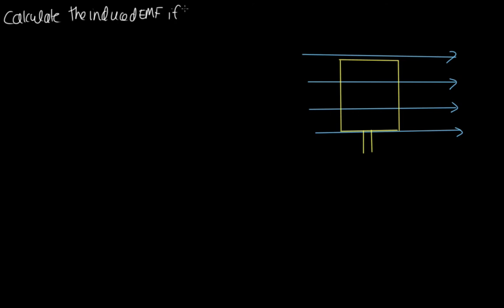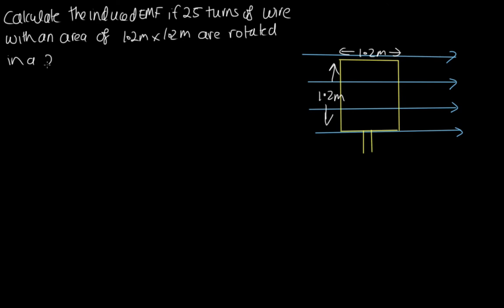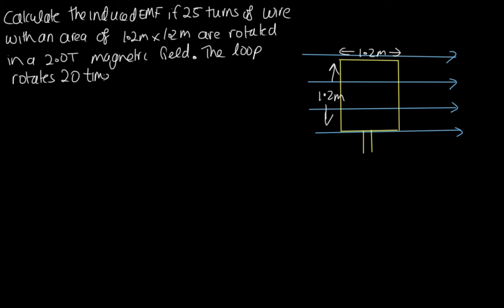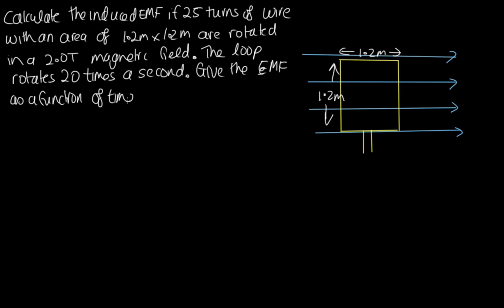So the question is, calculate the induced EMF if 25 turns of wire with an area of 1.2 meters by 1.2 meters are rotated in a 2.0 Tesla magnetic field. The loop rotates 20 times a second. Give the EMF as a function of time. So we know that our induced EMF is given by BA omega, and then because we've got N turns, we've got a factor of N sine omega t. Now, omega is the angular frequency, and it's rotating 20 times a second, so the regular frequency is 20, and so the angular frequency is equal to 40 pi.